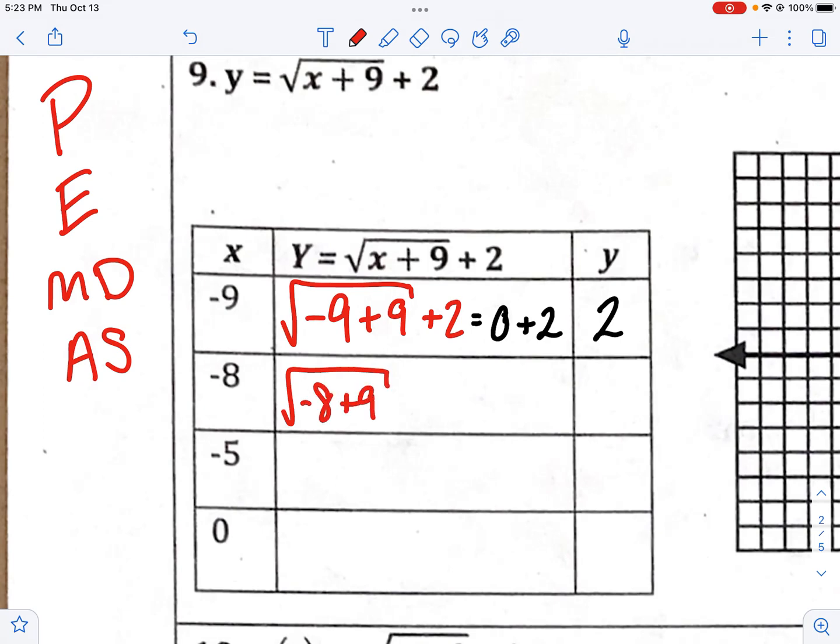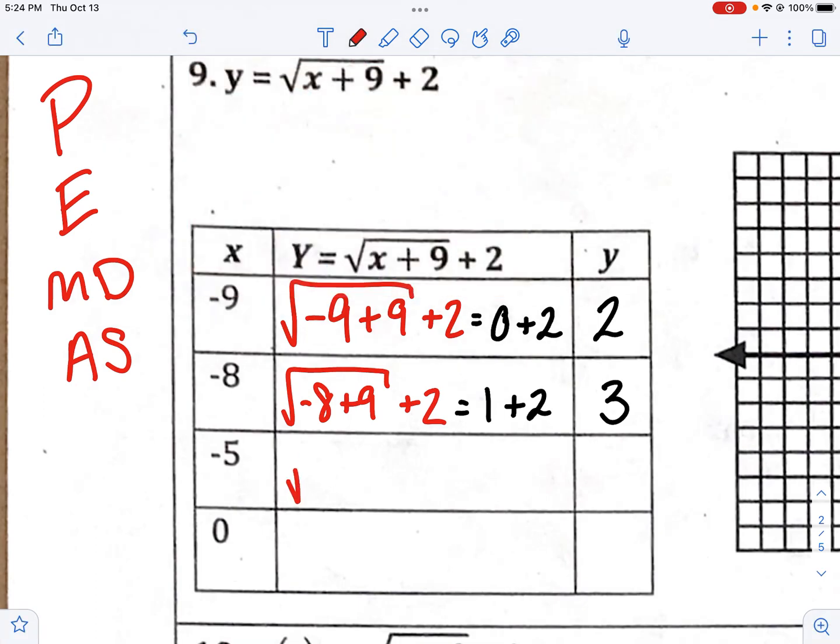-8 plus 9, and then plus 2 not under the radical. And if -8 plus 9 is difficult for you mentally, I always have to think of this as 9 minus 8. You can switch that. It's commutative. You can switch the order. That's the square root of 1, which is just 1, plus 2. That gets me 3.